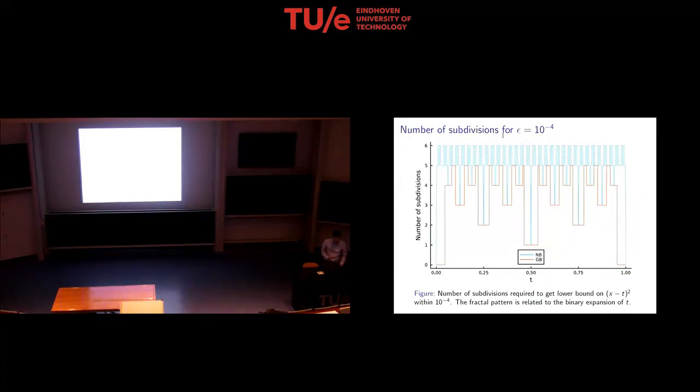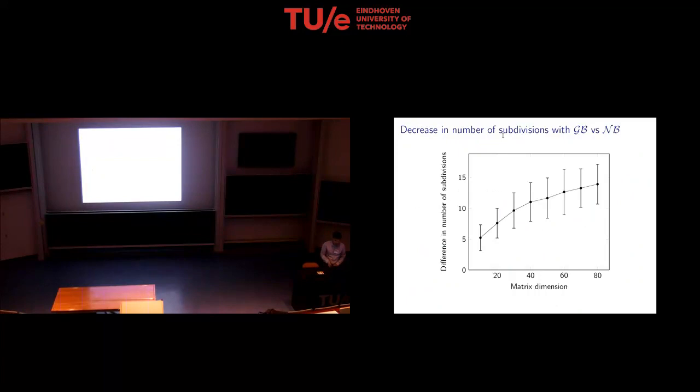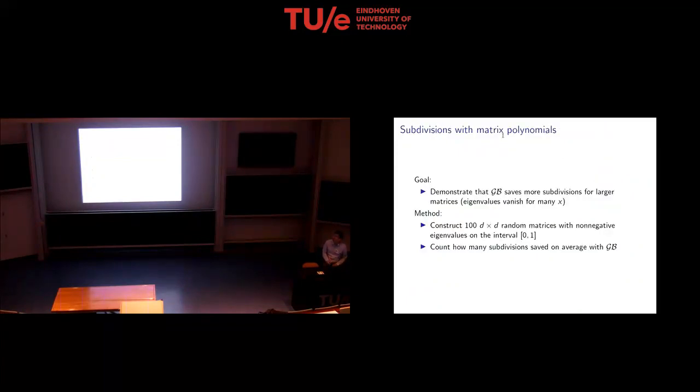The nicest property of this graph is that it shows that the NB condition is very sensitive to the location of the root. If you perturb 1/2 just a little bit away, it actually might take the maximal number of iterations. Whereas in the GB case, it's less sensitive to the location of the subdivision versus the root. Okay, and then I think that's all. Thanks.